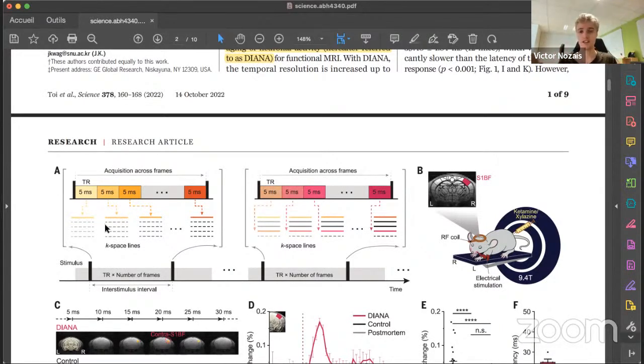You have basically a proxy of cell recording, but you don't need to implant electrodes in the brain to get this signal. You just need to have a very fast MRI, a very good MRI, and that's it. So what do you think?